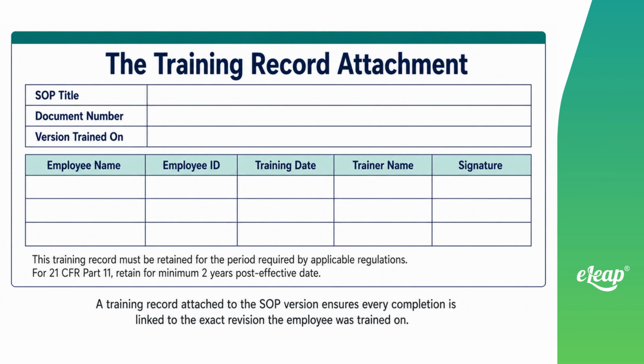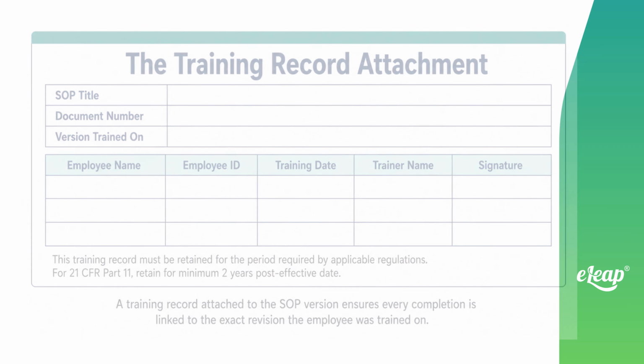One addition that regulated industry templates should always include is a training record attachment page. This page, attached to the SOP, captures who was trained, on what date, by which trainer, and critically, which version of the SOP they were trained on. That last field is what makes the audit trail complete. When an auditor asks whether your employees were retrained after the version 2.0 revision, your answer is not a verbal assurance. It is this form with signatures and dates filed against version 2.0.